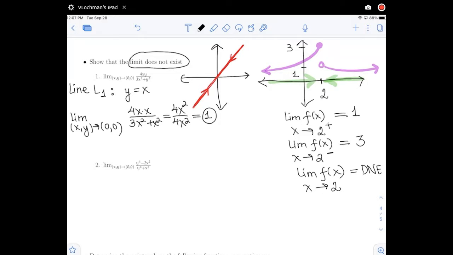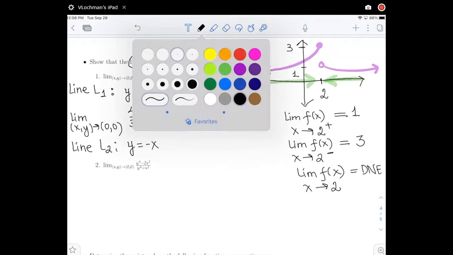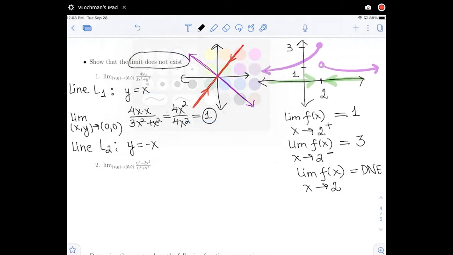Now, let's think about another line. So line number 2. I'm going to follow the surface along a different line. I'm going to pick y is equal to negative x. So if I do exactly the same thing, walk on my surface, except now I'm following this line, which also contains the origin, right? And that's important. What's going to happen? Where will I end up? And what is the limit?